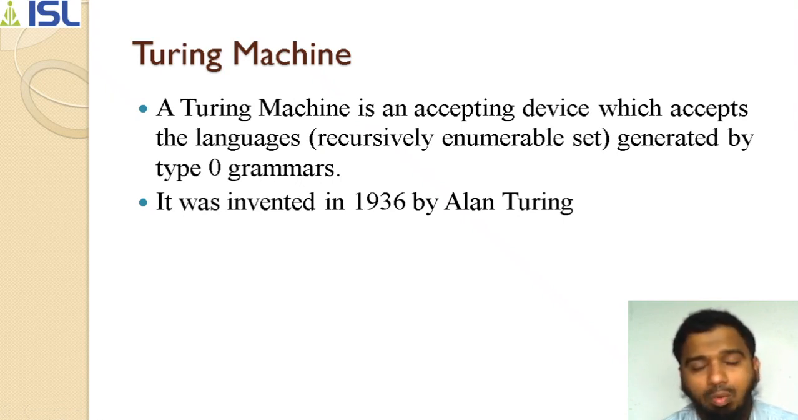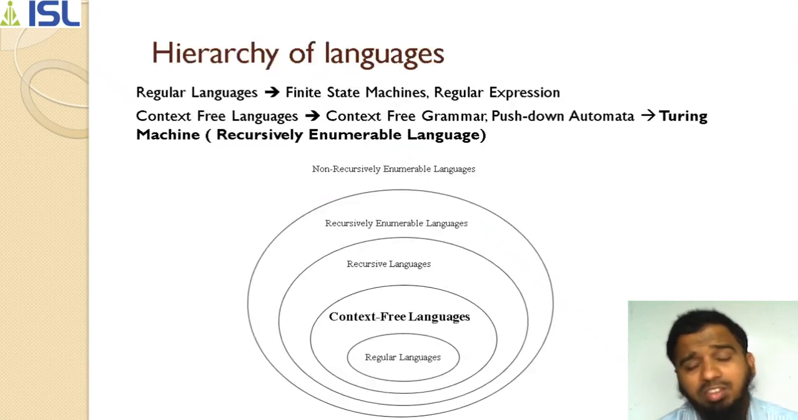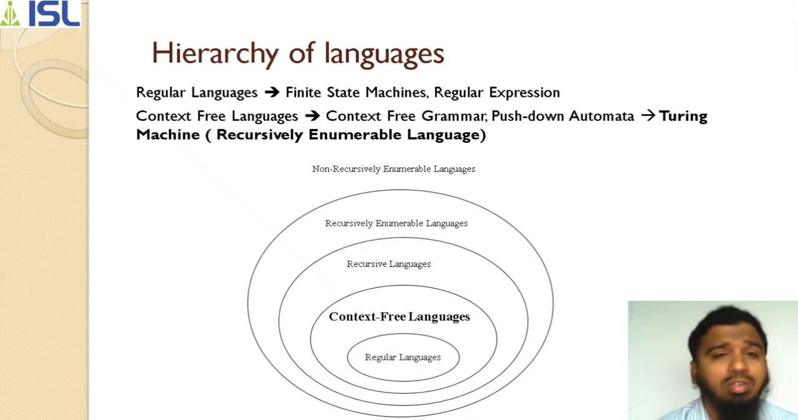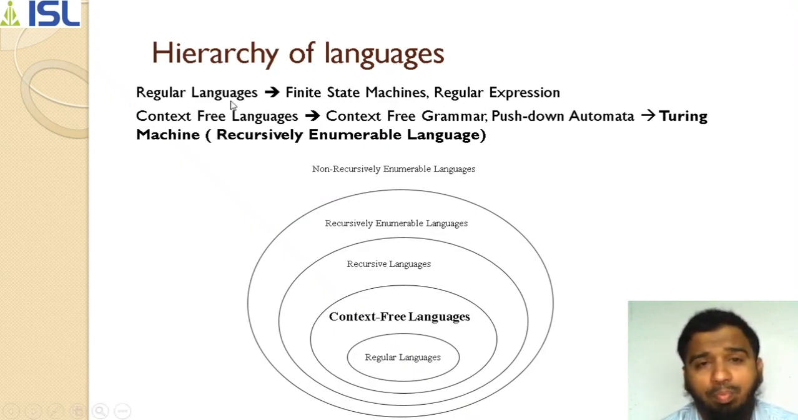in detail while taking the example of the previous ones: what is a finite state machine and what is a pushdown automata. Then I will come to the Turing machine. So here is a hierarchy of languages. First, the regular language is the finite state machine, a regular expression with the help of a finite state machine. And here the context free language, context free grammar, that is the pushdown automata. Then after that is the Turing machine.